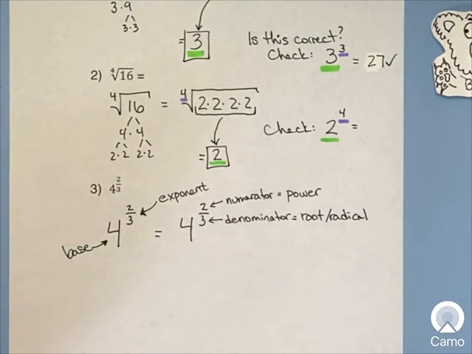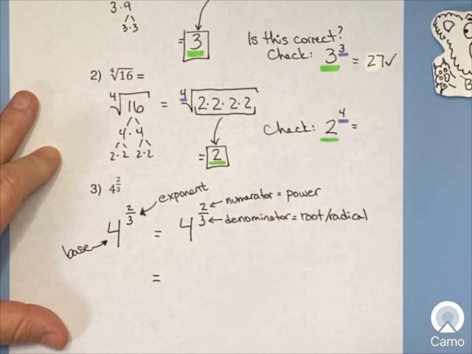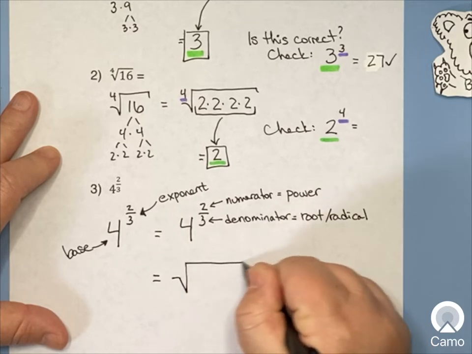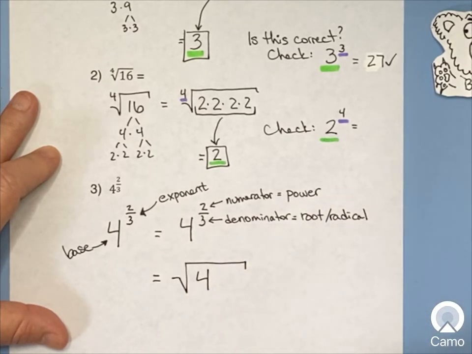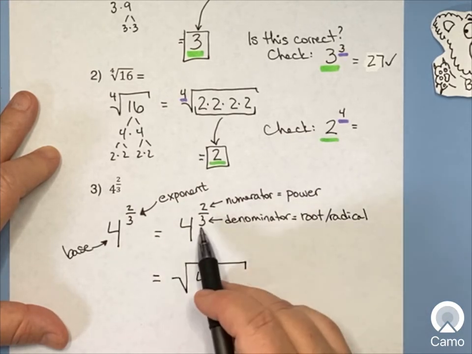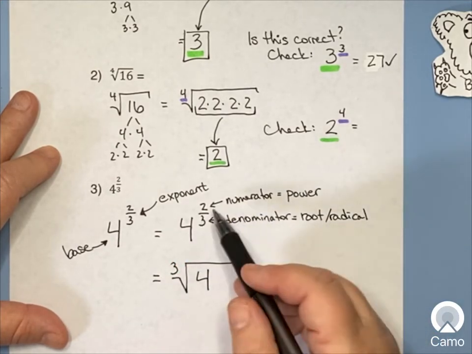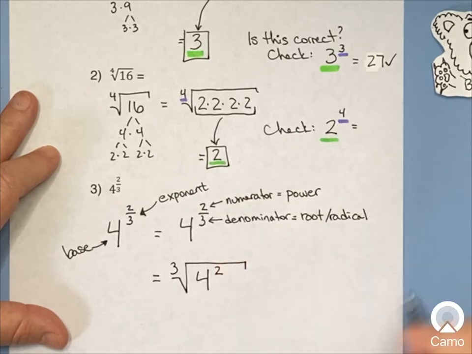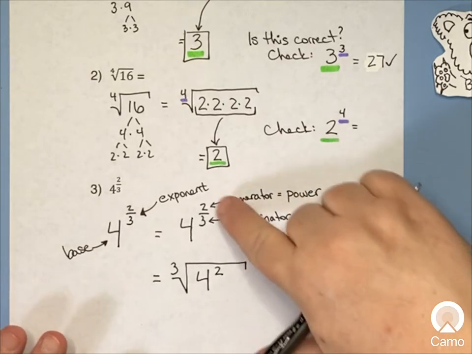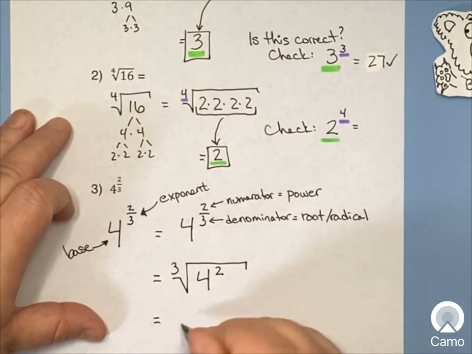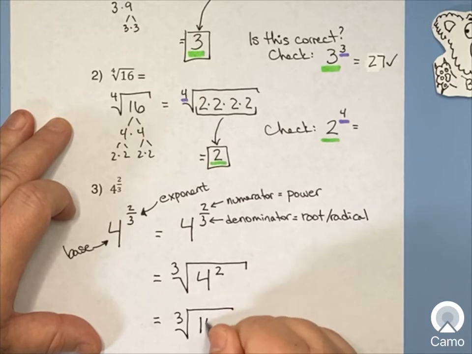Okay, so what the heck does that mean? Well, it means that there are two things happening here. I have both a radical and a power. So the base, whatever that main number is, goes inside. Now, the 3, which is the root or the radical, goes right there. And then the numerator goes up here as a power. Does that make sense? The top number becomes the power, the bottom number becomes the root. So this becomes the cube root of 4 squared, which is the cube root of 16.